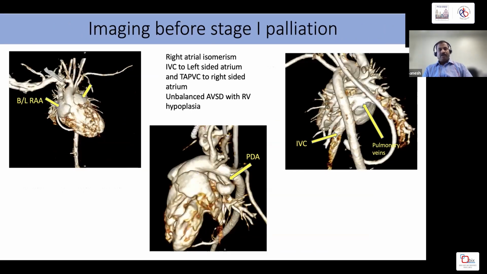Another patient with isomerism, as I said, we routinely do CT for these patients. So the patient had right atrial isomerism. The CT showed bilateral right atrial appendage morphology, and the pulmonary veins formed a confluence and drained into the right-sided atrium, and the IVC drained into the left-sided atrium. The ductal anatomy, as you can see, has a very tortuous course. So this patient was considered not suitable for ductal stent, and hence underwent systemic to pulmonary artery shunt.